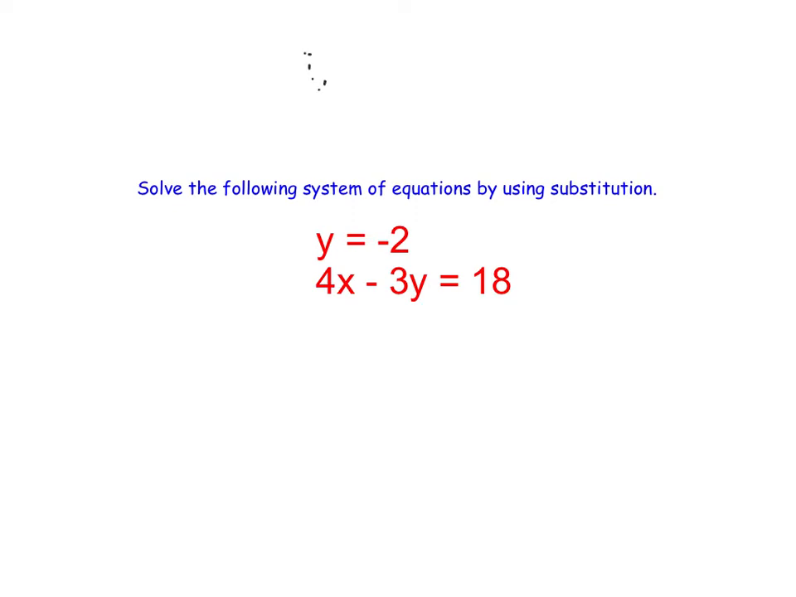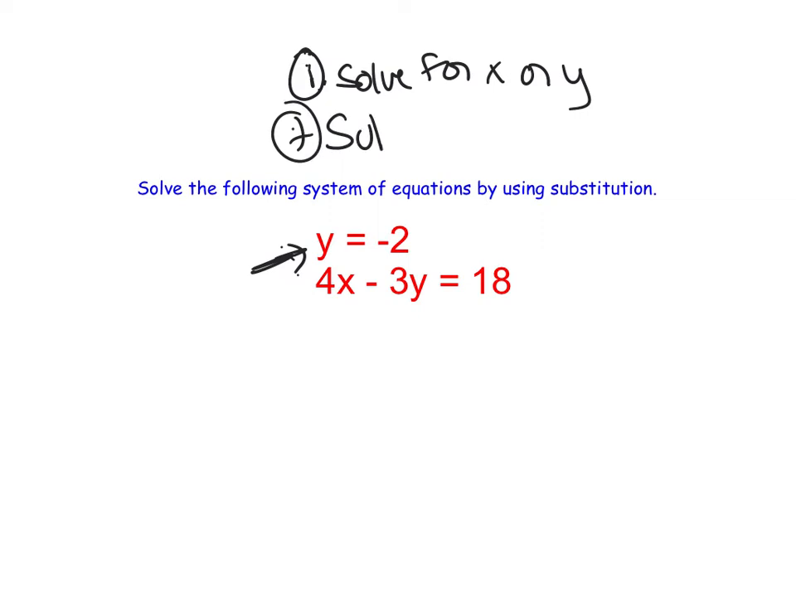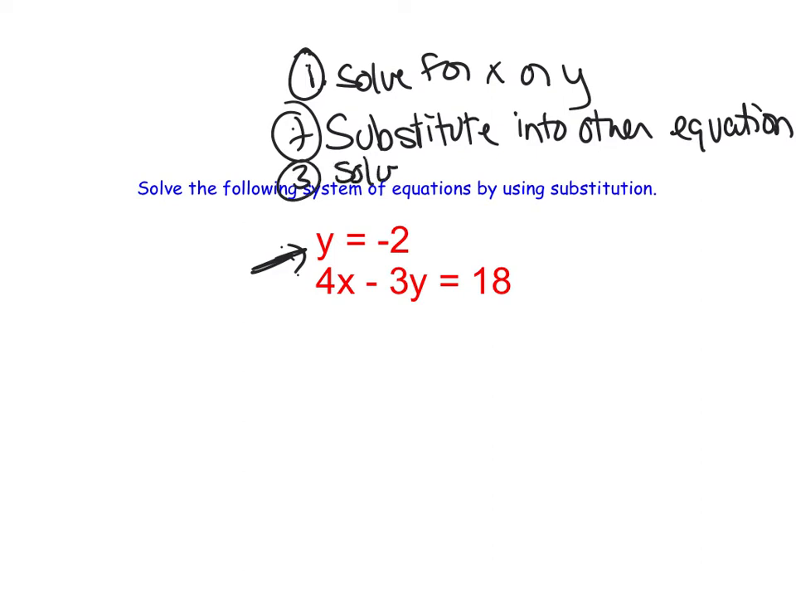First we're going to solve for x or y. That's already done. This one's solved. And then we're going to substitute into the other equation. And then step 3, solve for x and y.